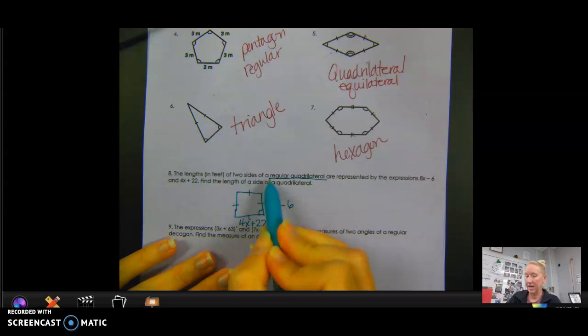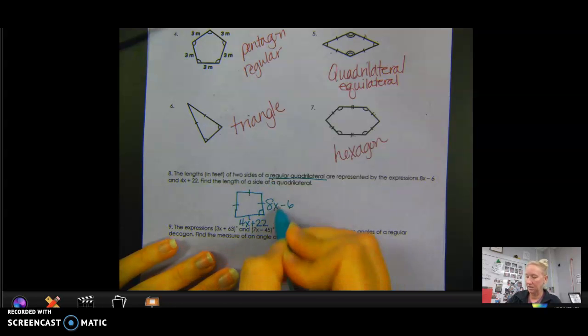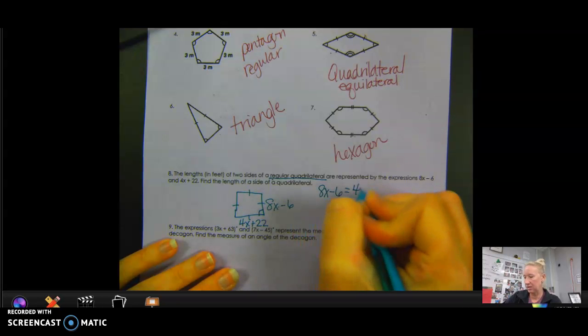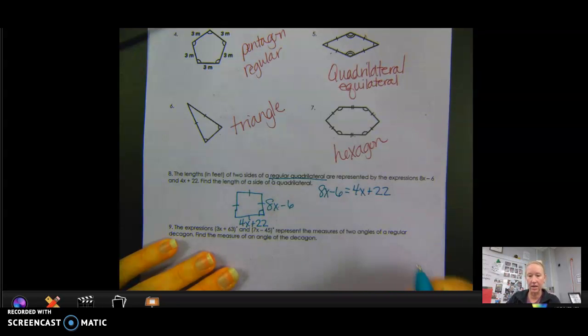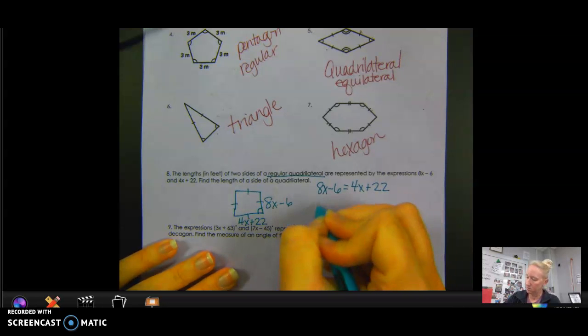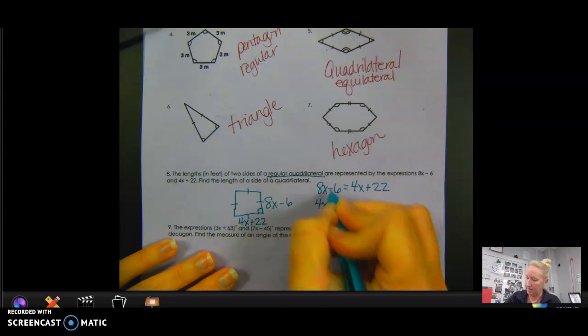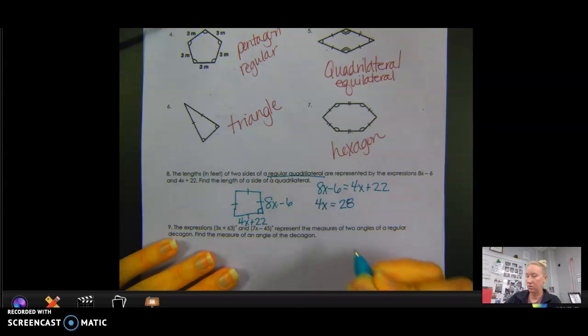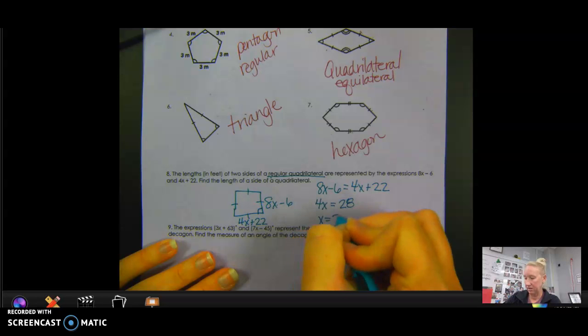Well, if it's regular, that means it's equilateral, which would mean that these 2 sides would equal one another. So I'm going to set them equal to one another to solve for x. Once I've solved for x, then I can plug it in and find the side length. Subtract 4x from both sides, so I get 4x. Add 6 to that side, so that is 28. I'm going to divide by 4 on both sides, so I get x equals 7.